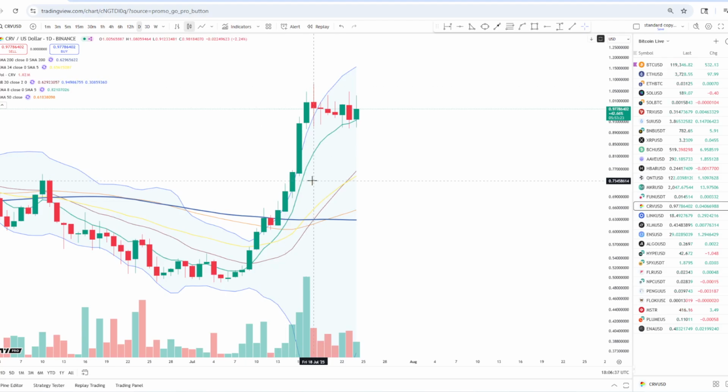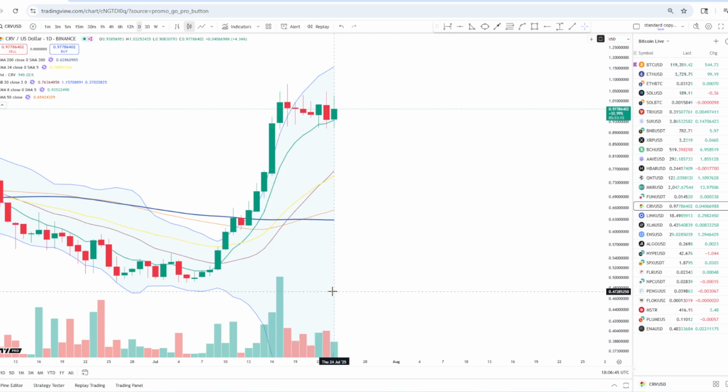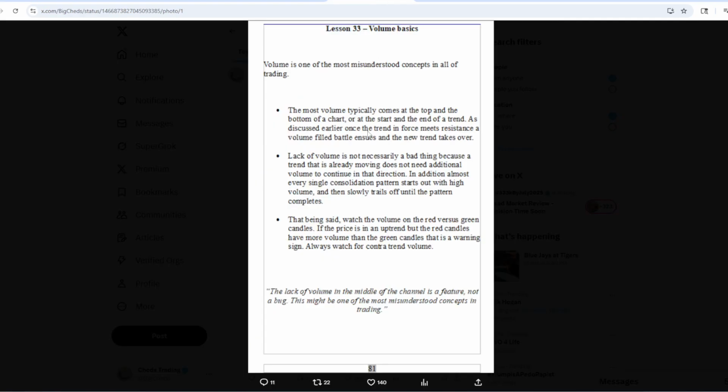For today's lesson, we're going to talk about volume on consolidations, what to look for, what's normal, what's not normal, and what we can learn from studying the texture of the volume. I have a tweet here, Volume Basics, Lesson 33 from Trading Wisdom. It talked about the idea that obviously the most volume comes at the top and the bottom of a chart, but in a consolidation, most volume happens on the advance, and then volume slowly trails off until the pattern completes.